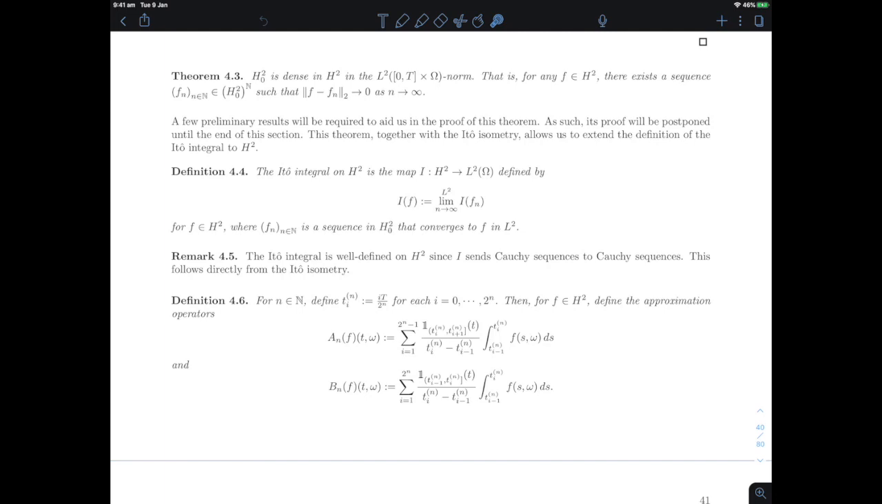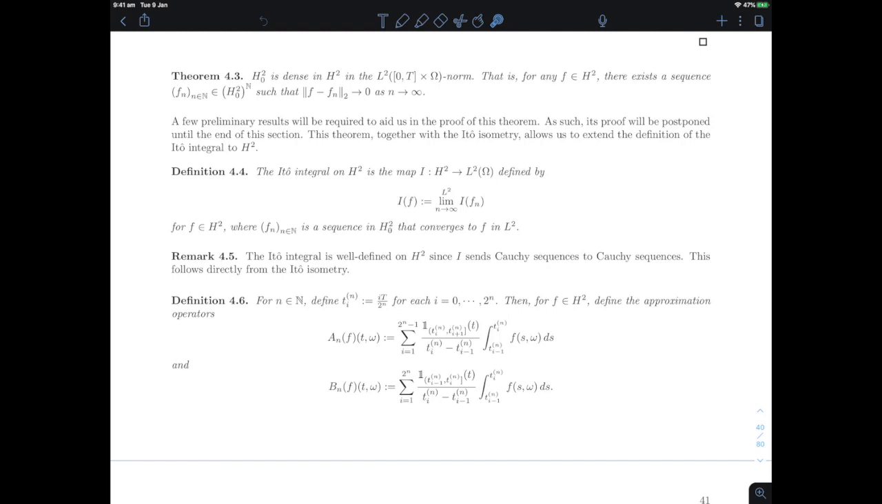So we're going to pass to a limit in the L2 topology, and in order to do that, what we need is to show that H2 naught is dense in H2 for the norm we've put on H2, right? That is literally to say we can approximate any adapted L2 process, an element of H2, by a sequence of simple adapted processes.